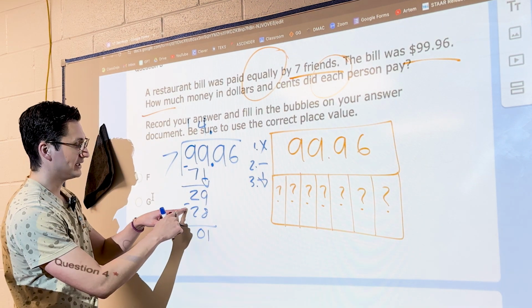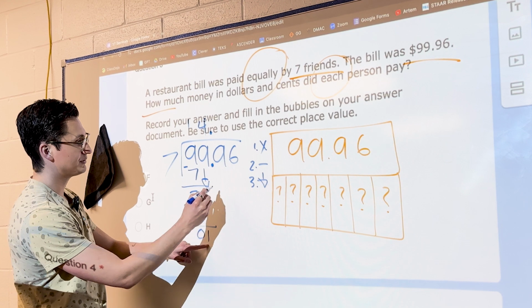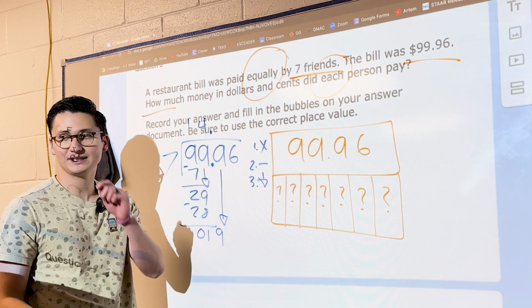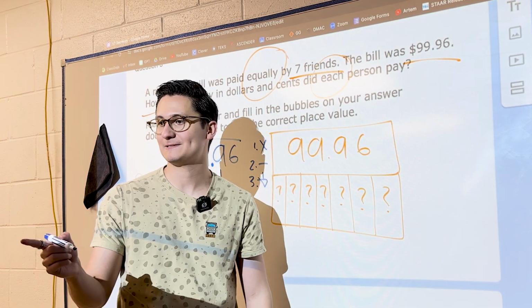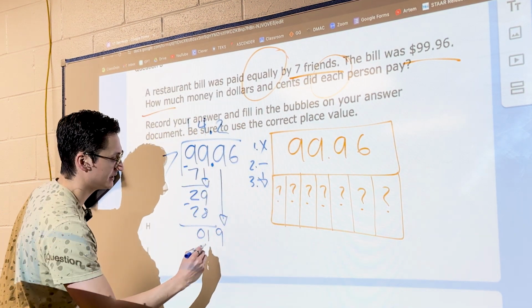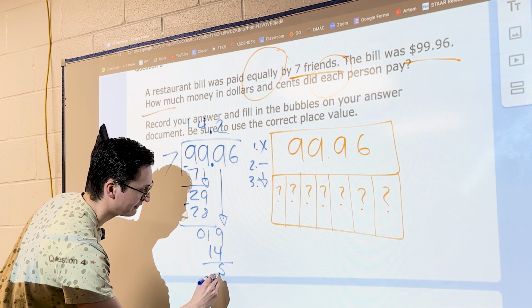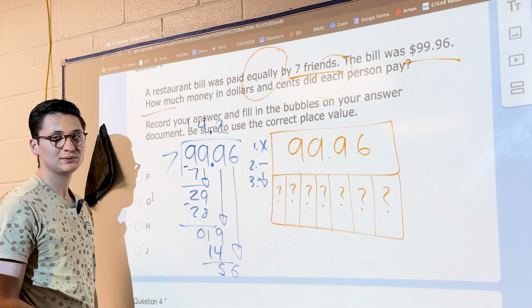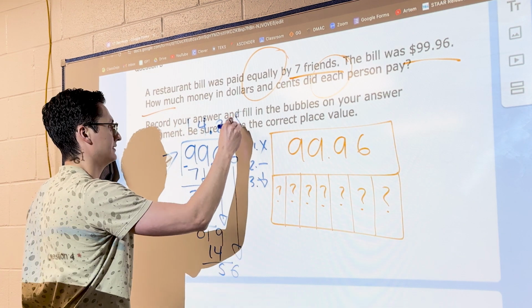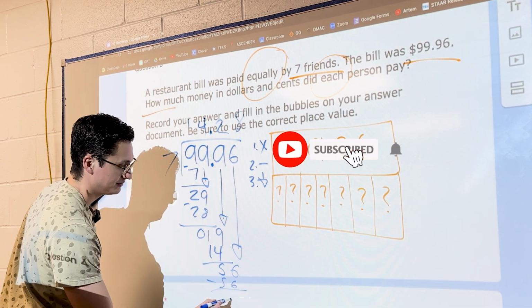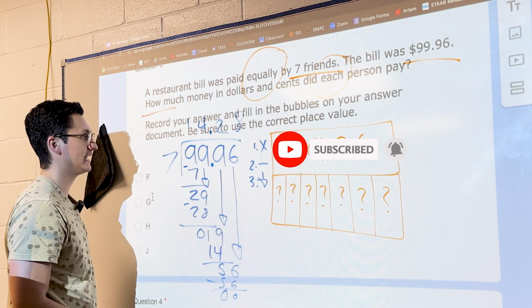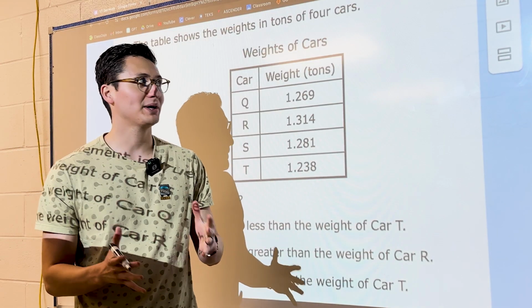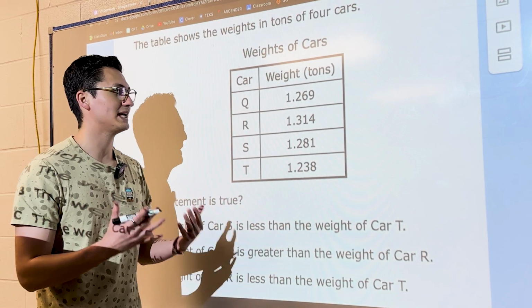Okay, we left off on step 2. We got 1. Step 3, now you bring the 9 down. 7 times what is going to give us 19 or as close to 19? 2. 7 times 2 is 14. We get 5. Step 3, bring down. 7 times what will give us 56? 8. We subtract. There's nothing else to bring down, so the answer would be 14.28. Good job.